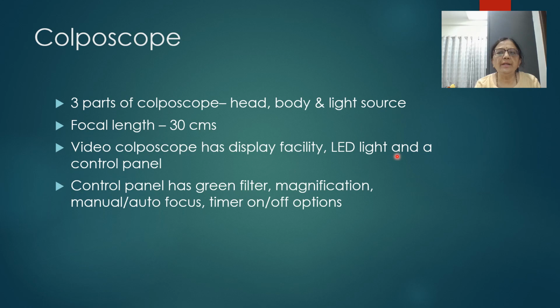It also has an LED light and a control panel. On the control panel there are various buttons, so there is a green filter option. Magnification can be increased or reduced. Then there is an option of manual focus or auto focus, and even timer on and off options are there. All these are on the control panel, which is in our hand.